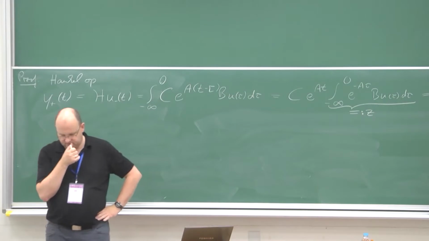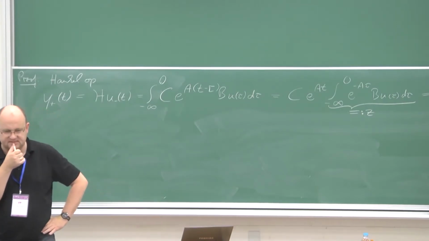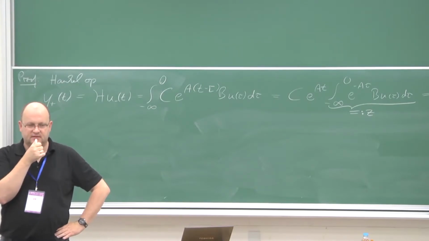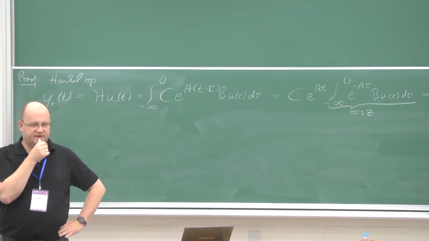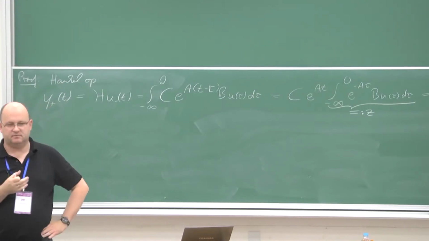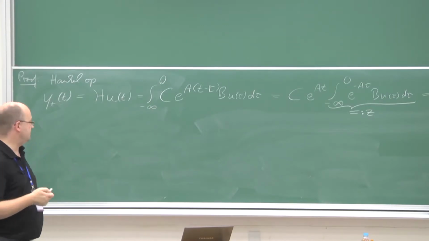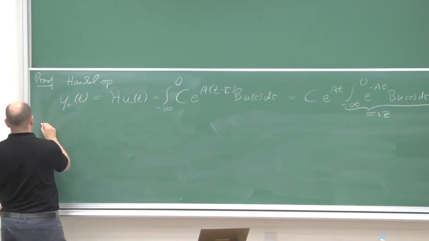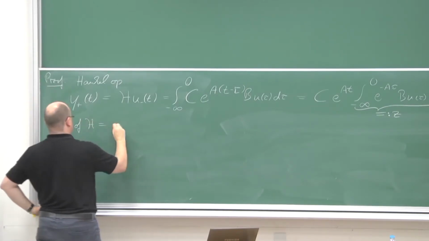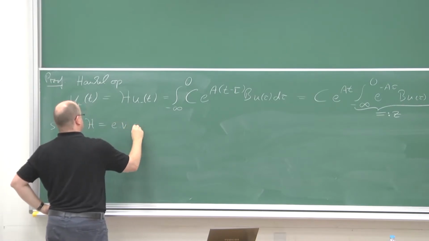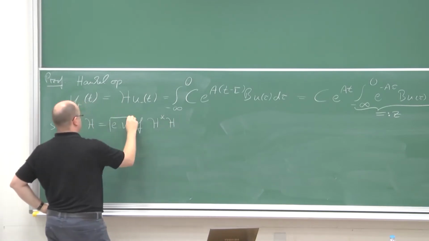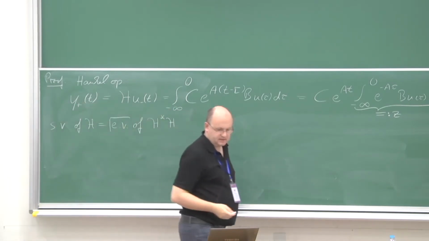Okay, what do we want to prove? We want to prove something about the singular values of H. How are the singular values of H defined? It's the same way for operators in Hilbert space as you do it for matrices. The singular values of H are the square roots of the eigenvalues of H star H.